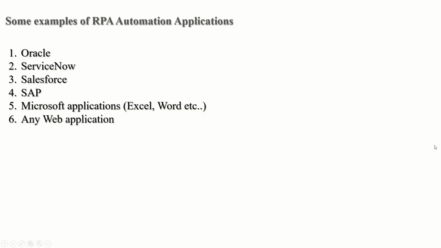Okay, we'll move on to the next slide. We have some examples of RPA automation applications. We can automate Oracle applications, ServiceNow, Salesforce, SAP, and Microsoft applications like Excel, Word, and so on, as I have mentioned. Any web application we can also automate.